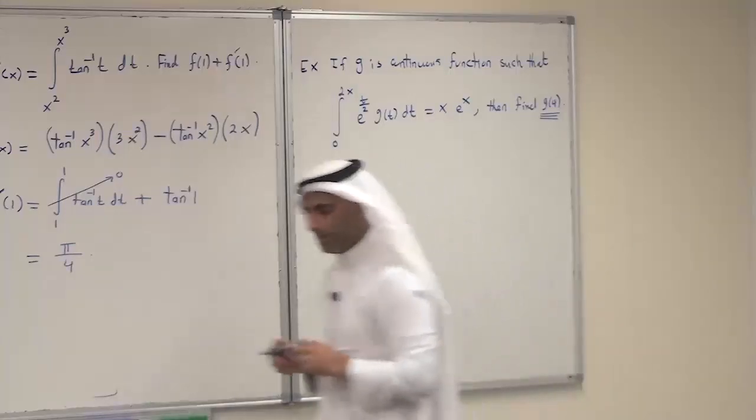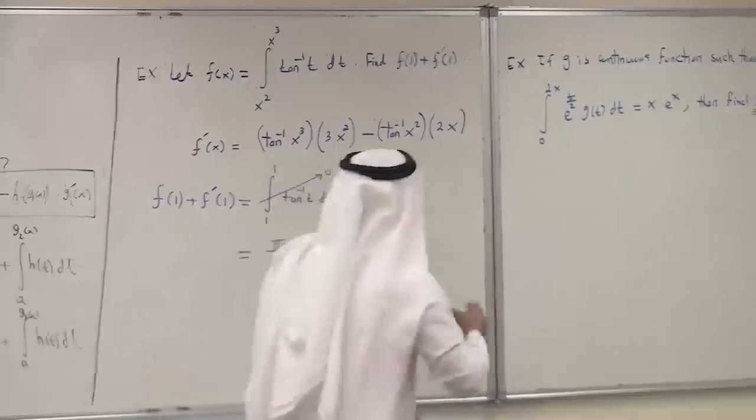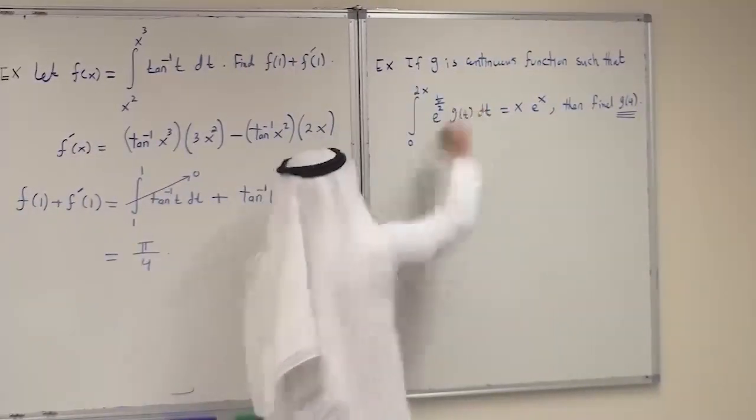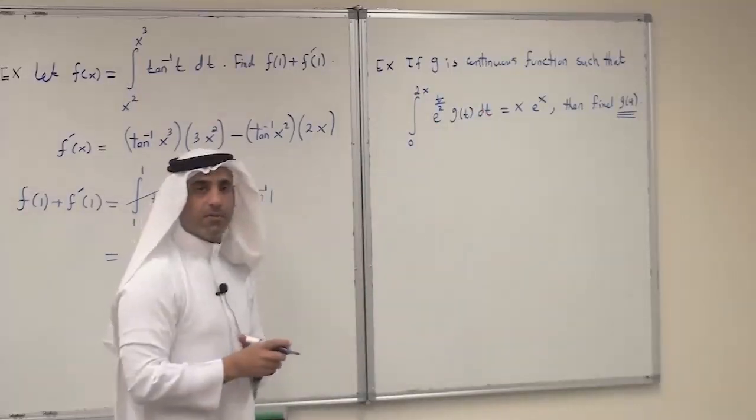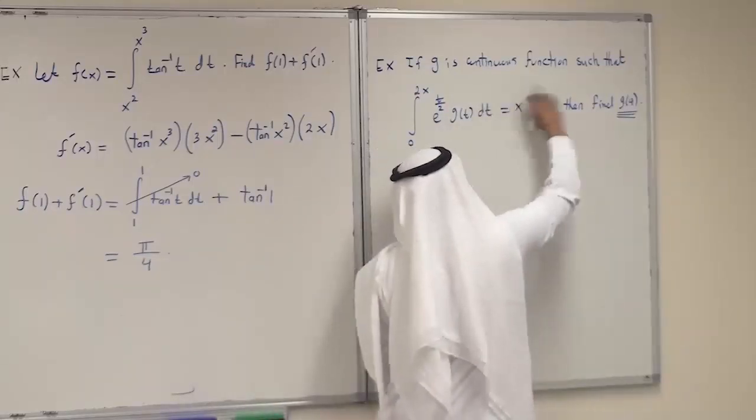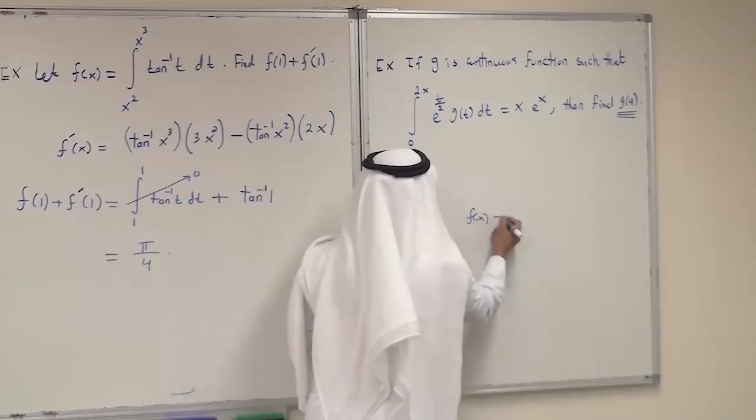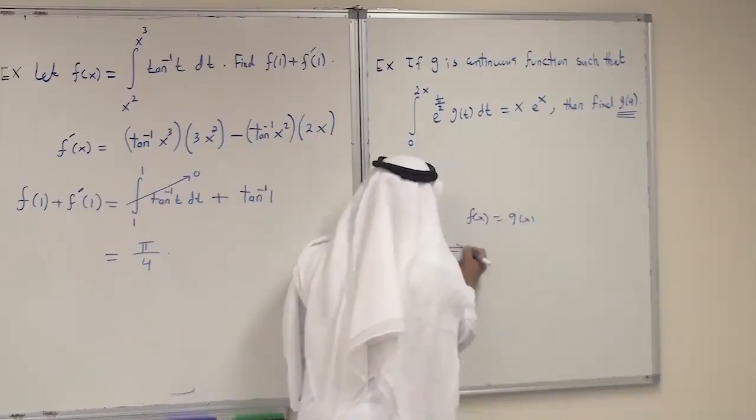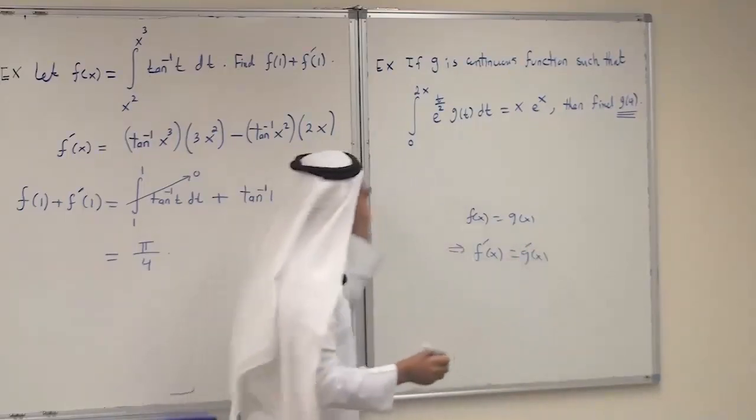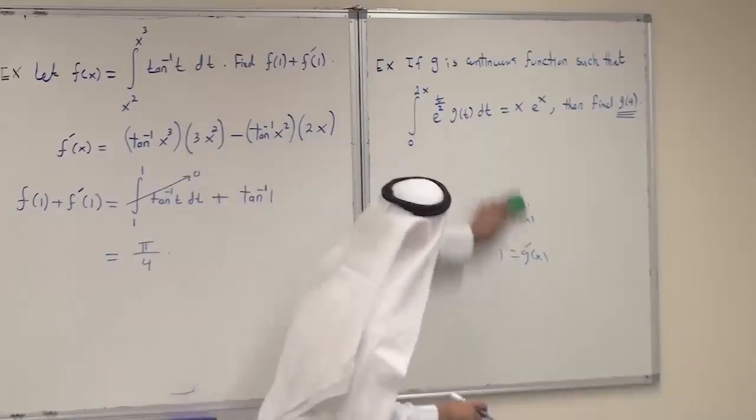So what should we do? This is another way to apply the fundamental theorem of calculus. To recover the function, we will differentiate. We will apply the derivative on both sides of the equation. I will differentiate the left-hand side and the right-hand side. We have f of x equal to g of x, then clearly f prime of x is supposed to be equal to g prime of x. In order to recover the function, I will differentiate to remove the integral sign.